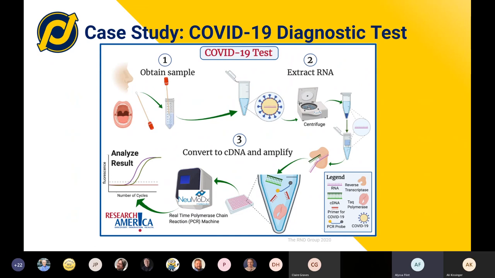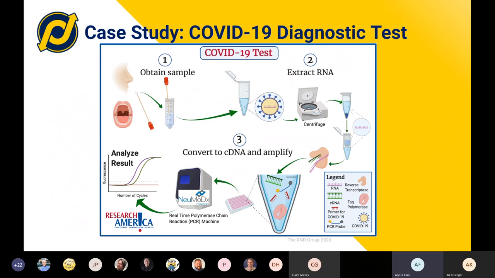The cDNA is combined with primers, another special protein called Taq polymerase that Claire discussed earlier, and a fluorescent probe specific to the COVID-19 DNA. These primers are based upon the COVID-19 genome and allow the scientists to test for the presence of the virus. The COVID-19 genome was discovered using next-gen sequencing in China.